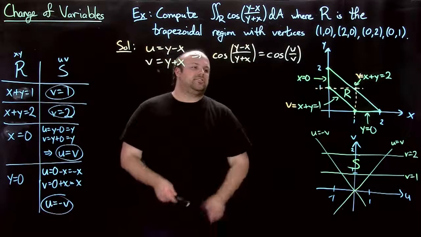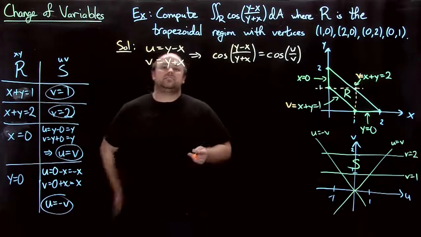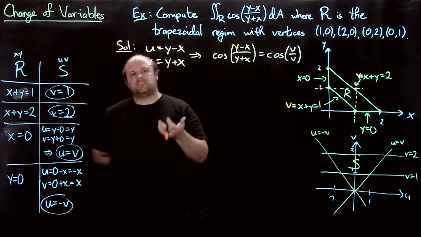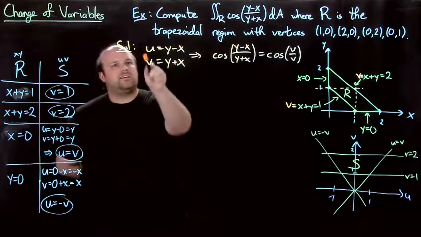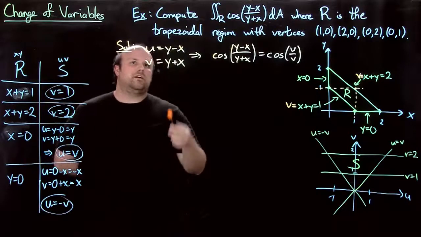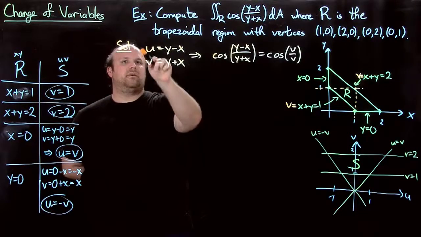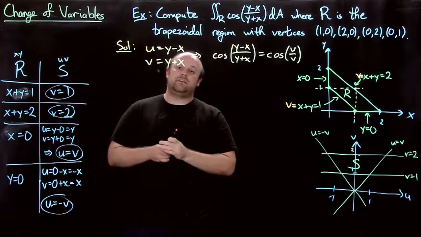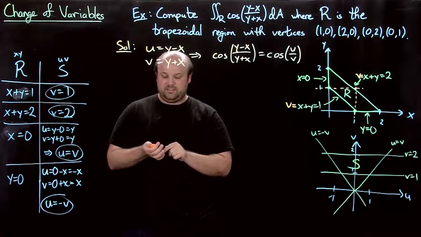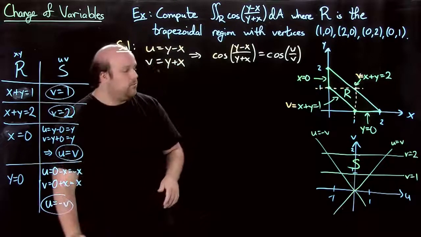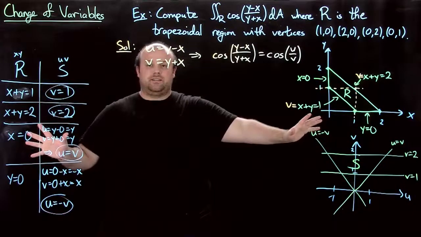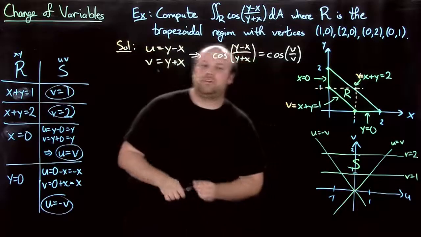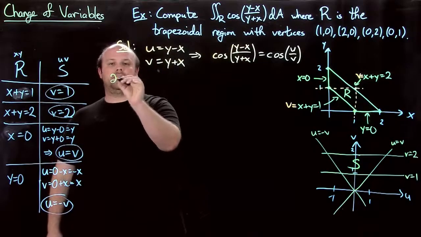Now notice, to change all of this stuff, I never had to solve for x and y in terms of u and v. In this problem, it's not so hard. Like y is (u plus v) over 2, x is (v minus u) over 2. It's pretty easy, but we don't have to do it because we've changed everything already to u's and v's. We just need the Jacobian. So we can do our trick from before.